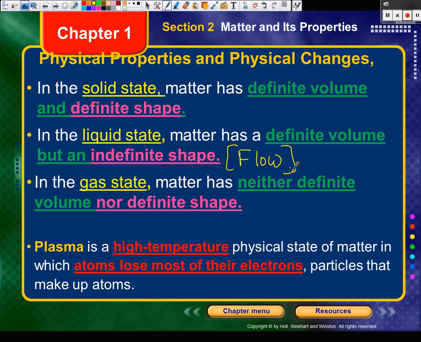So, finally, the last question is, what is plasma? Plasma is a high temperature, physical state of matter in which atoms lose most of their electrons. I would highlight that. Atoms lose their electrons. So give me an example of what you think plasma would be a part of if it's high temperature. No. If it's high temperature, it would melt your skin. You're thinking about, no. The sun. Anything else? That is the sun.